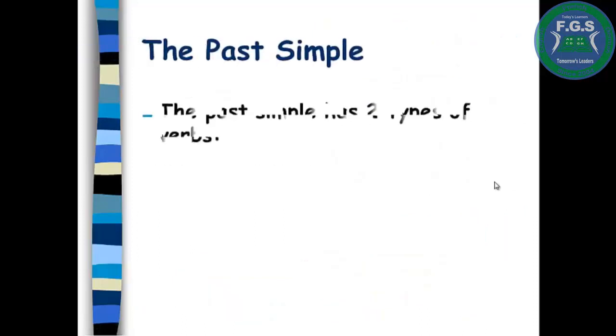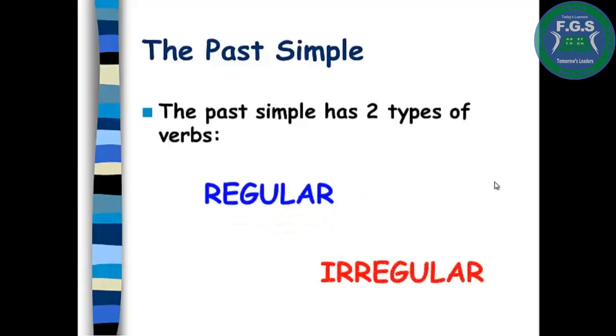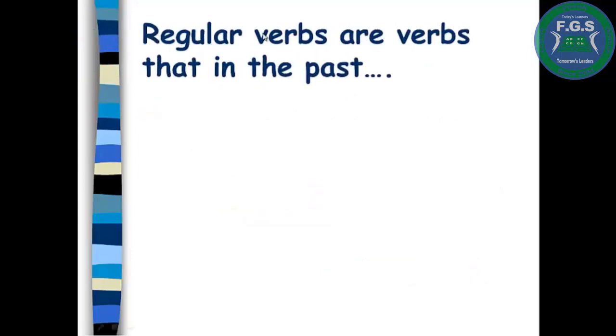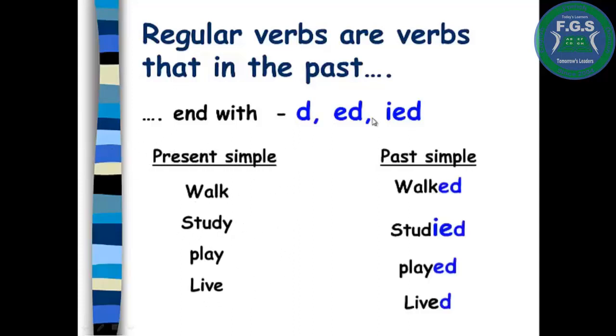The past simple has two types of verbs: regular and irregular verbs. Regular verbs are verbs that in the past end with d or ed or ied. Examples: walk, walked, study, studied, play, played, live, lived.